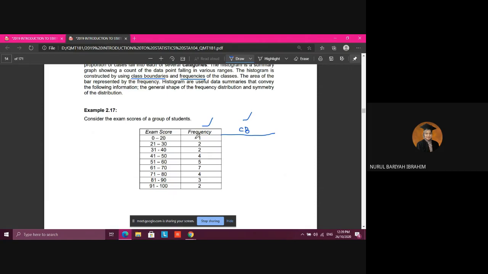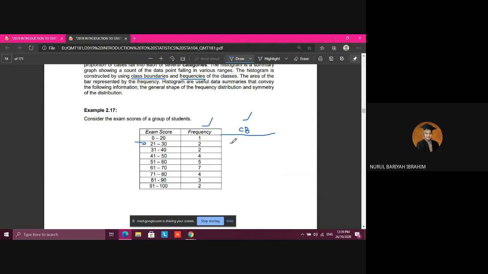Okay, let's say kita start dengan yang kedua dulu. Lower limit of the current class, minus dengan upper limit of the previous class, which is 20. So 21 minus 20 divide dengan 2, you akan dapat 0.5. Betul tak? 21 minus 20 is 1, divide dengan 2, you akan dapat 0.5. So means that you need to subtract 0.5 for each of the lower class limit, and add another 0.5 to each of the upper limit.